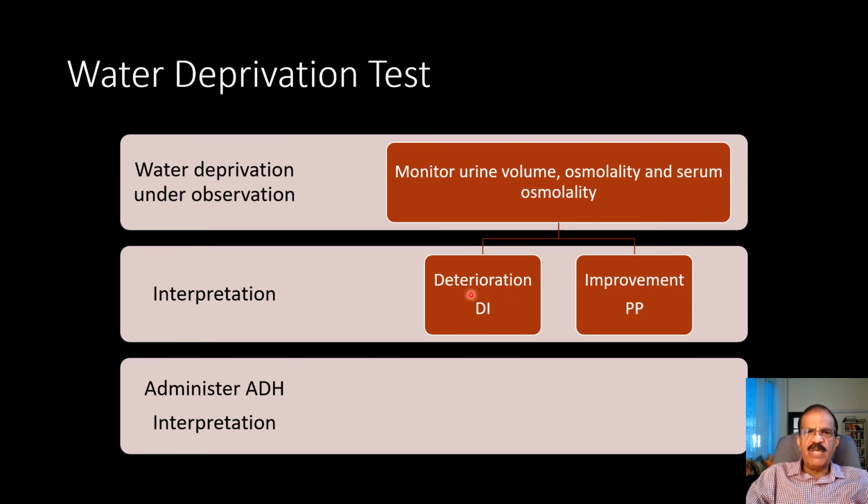If the patient actually has diabetes insipidus, by restricting water, he will continue to pass dilute urine, and his serum osmolality will start rising and his sodium will start rising, and urine will continue to be of low osmolality. But if there is improvement, the patient's urine volume starts reducing and urinary osmolality starts increasing, and serum osmolality, which was likely to be low to begin with, starts rising. That would mean it was primary polydipsia.